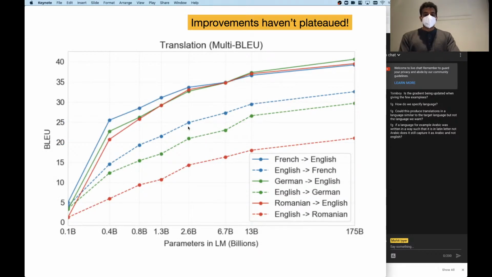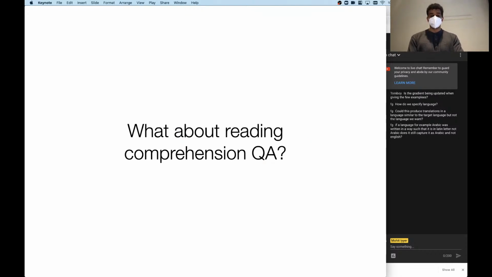Okay, so another thing that they show is that the improvements have not plateaued on translation, so this could be promising for anyone who wants to train even bigger language models on even more data. Probably that includes more multilingual data. Perhaps you will get a better translation model without any supervision.